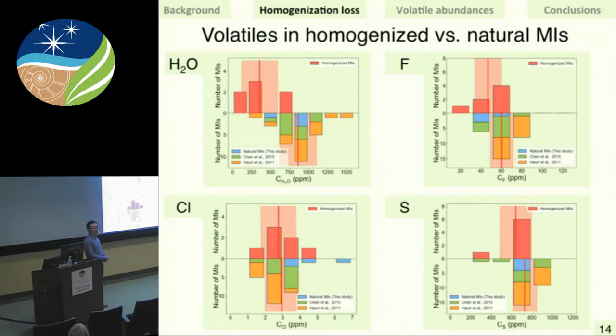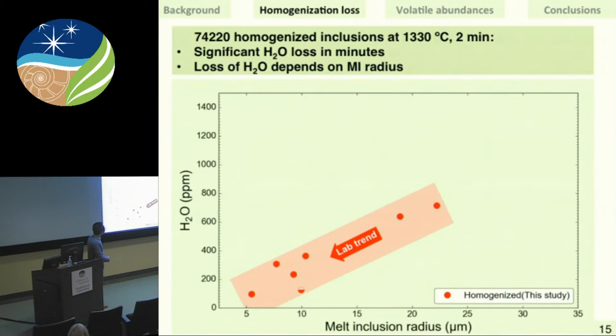So here's a quick look at the results. In each diagram, the top part is the histogram of concentrations in homogenized melt inclusions, and the bottom part is the histogram of concentrations in the natural melt inclusions. The red bars represent the average concentration of each group with one standard deviation. We can see that water concentrations in the homogenized melt inclusions are fairly different from the ones that are not homogenized. But for fluorine, chlorine, and sulfur, we don't see a significant difference between the two groups.